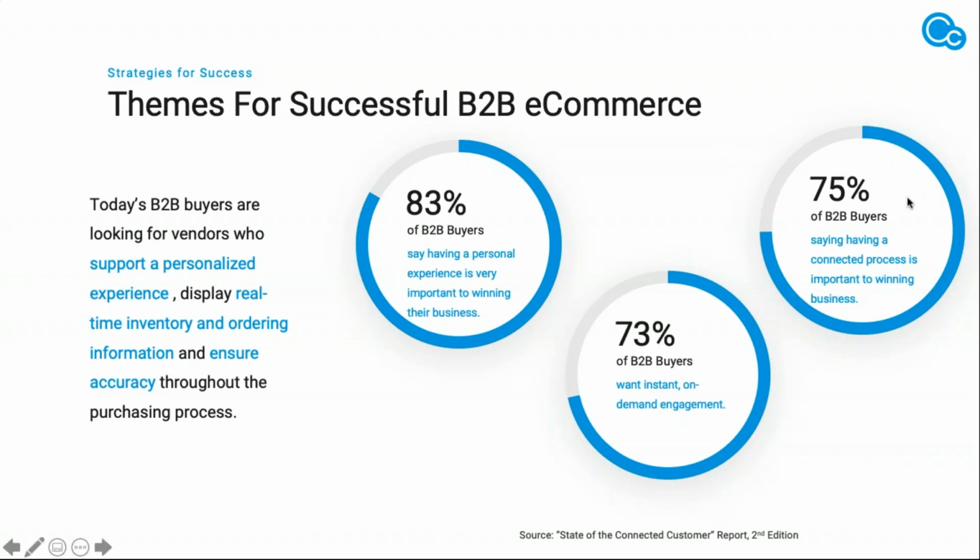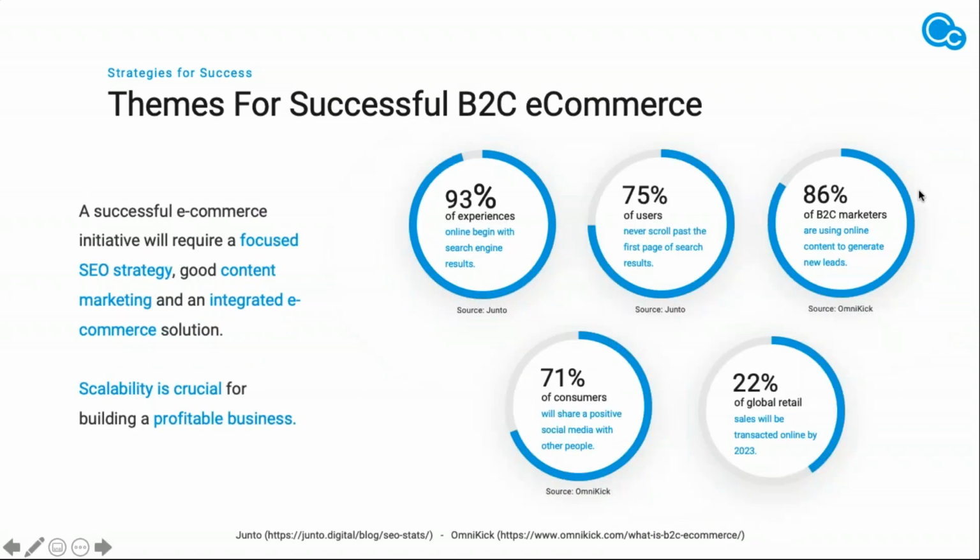So those are the 3 buckets or areas that we think are very impactful for successful B2B e-commerce. The B2C e-commerce world is a little bit different. And for us, as we work with customers that do both B2B and B2C, it's important that you identify the right subject matter experts to address all 3 of these areas. So we have broken this down into SEO, content marketing, and integration as 3 themes for successful B2C e-commerce. You'll notice that only one of those areas, the integration piece, is what CIMCloud specializes in.